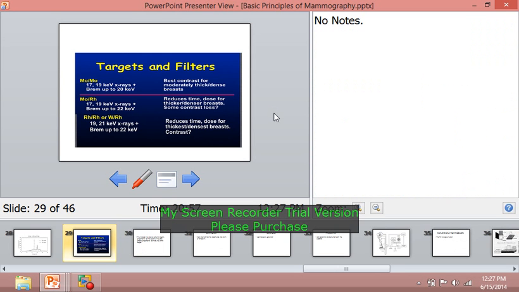So these are the targets and the filters. For molybdenum we have 17 and 19 keV X-rays and Bremsstrahlung up to 20 kiloelectron volt, and it gives the best contrast for moderately thick and dense breast. For molybdenum rhodium we have 17 and 19 plus Bremsstrahlung up to 22. It reduces time and dose for the thicker and denser breast. And for tungsten rhodium, we have 19 and 21 keV X-rays.